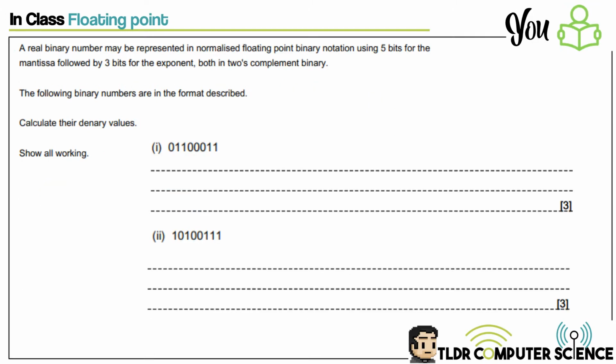Right. So in this question, it's a different tweak on a floating point question. It's saying that the first 5 bits are the mantissa, the last 3 bits the exponent. Convert it to denary, so convert it to base 10. Okay? Give it a try.